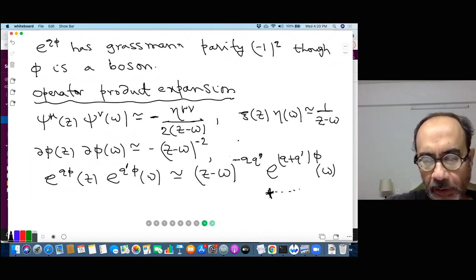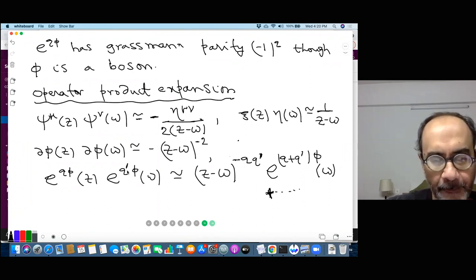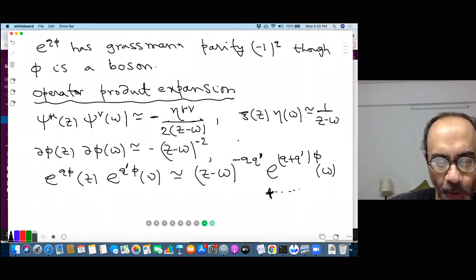And so now you see that if q and q prime are both odd, then this is an odd power of z minus w. And that means that it's antisymmetric under z w exchange, because there is an odd power of z minus w. And that's another way to see that e to the q phi and e to the q prime phi are Grassmann odd objects if q and q prime are odd.